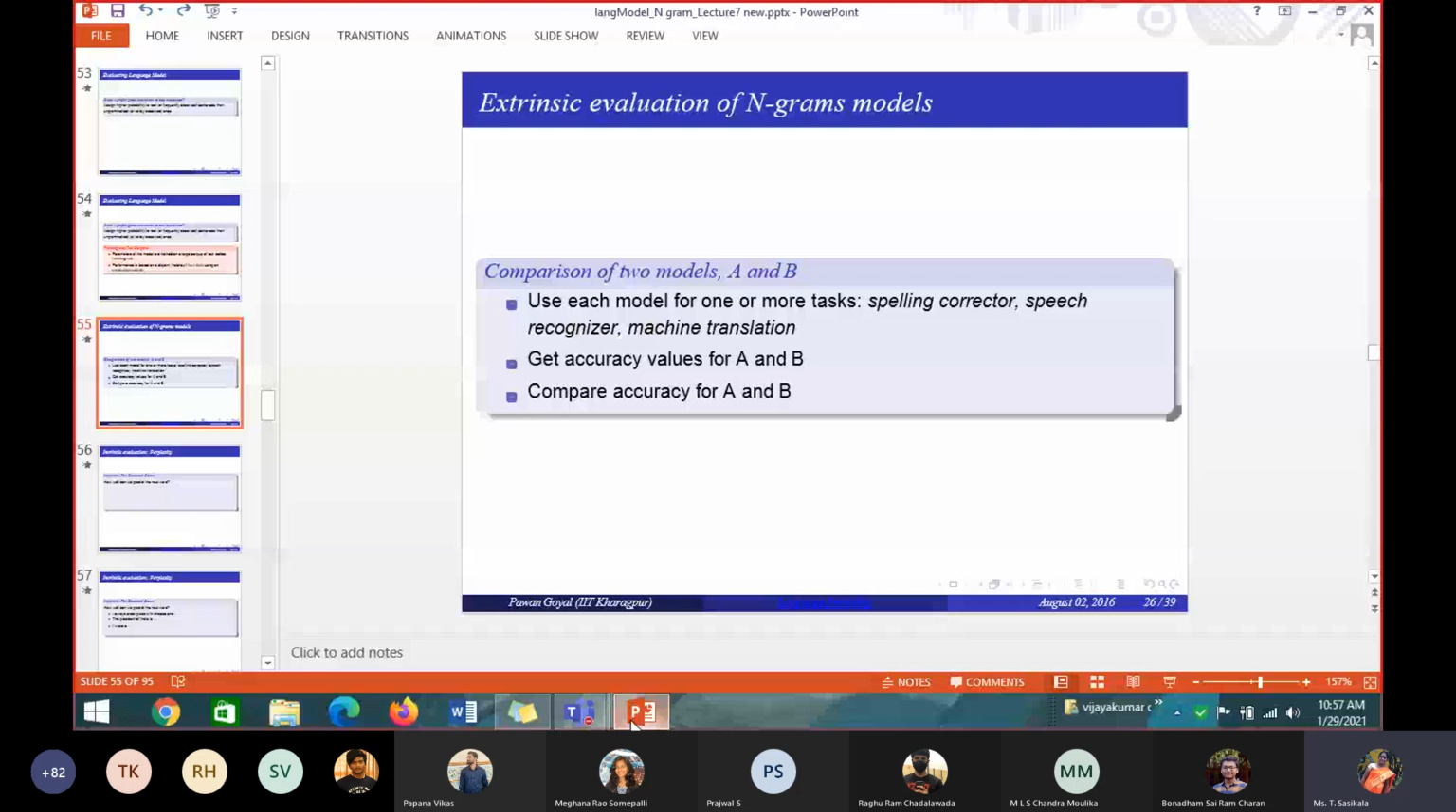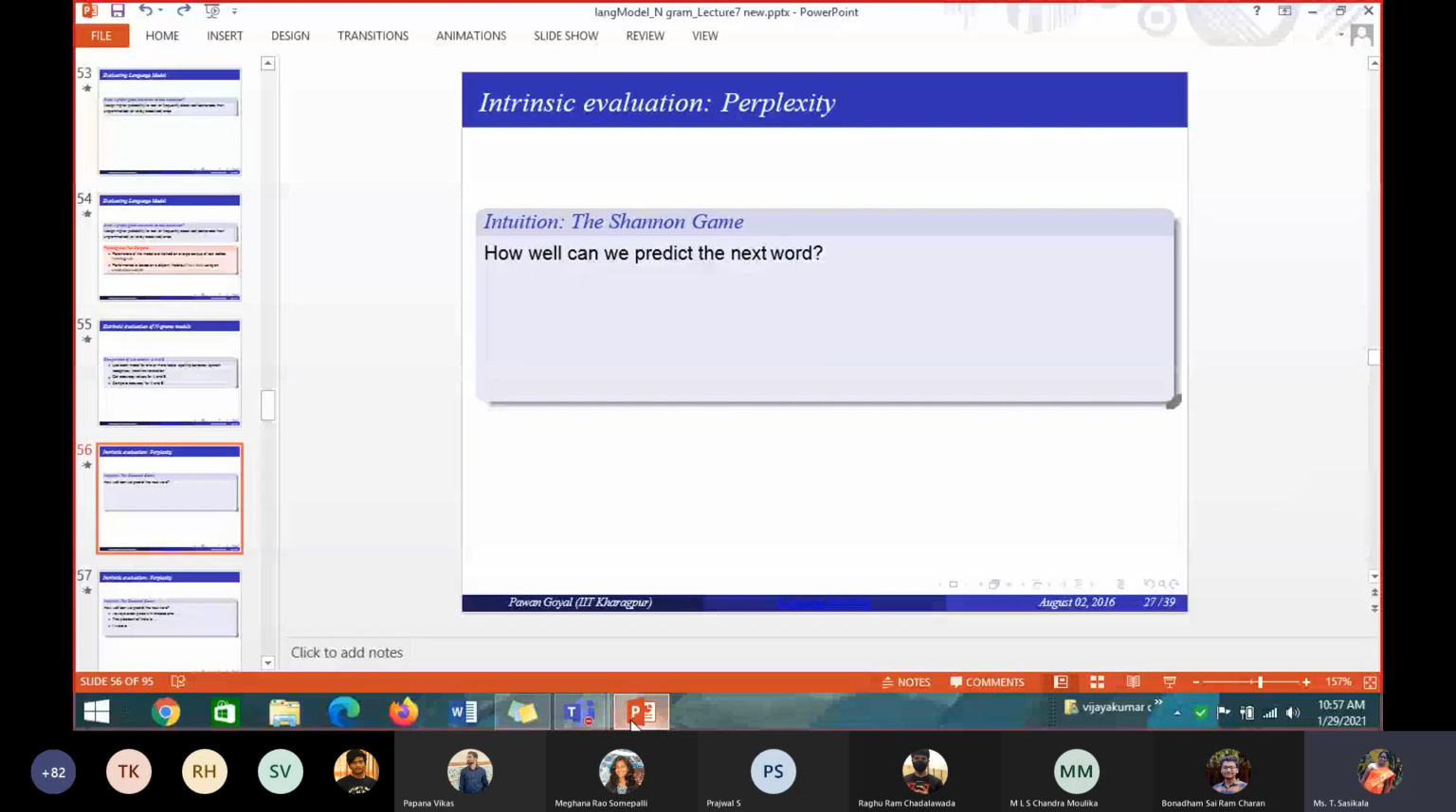Next is intrinsic evaluation. This is another evaluation method, which does not apply to any task. We evaluate without applying the model to any of the tasks. Here we use perplexity. What is perplexity? We will learn that. Perplexity is used for evaluating the language model using intrinsic evaluation.